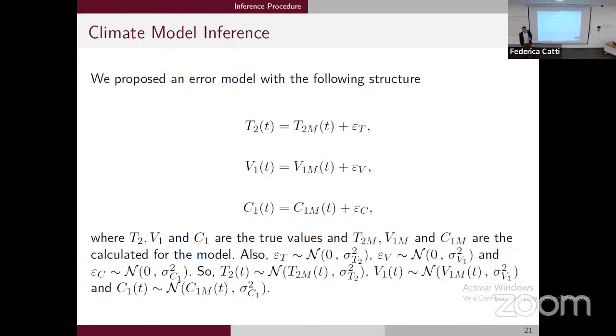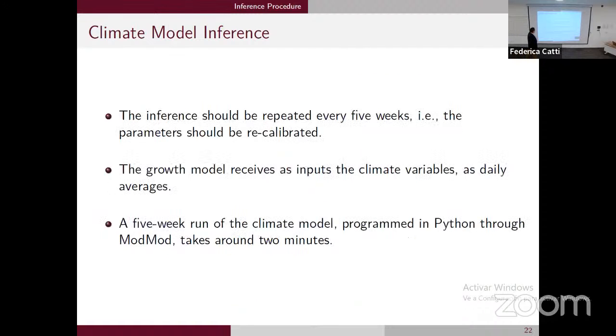And the reason why we are assuming independence between the errors is because we found that, as the proposed model is based in the physics of the phenomenon, the model contains inside the dependence structure between the climate variables. So that is the reason why we are assuming independence.